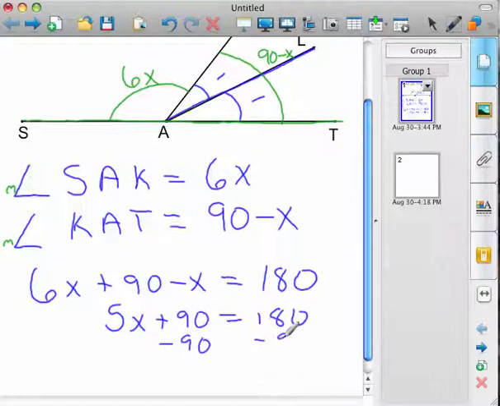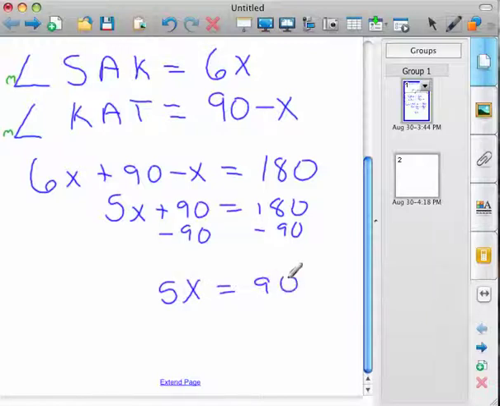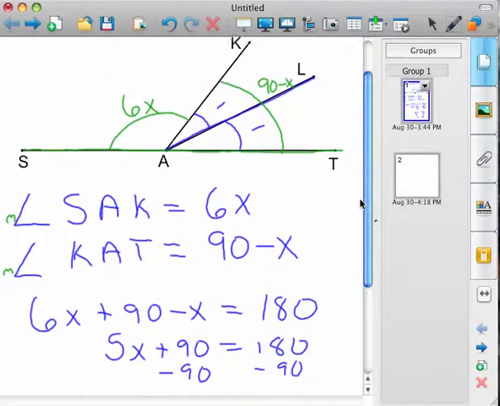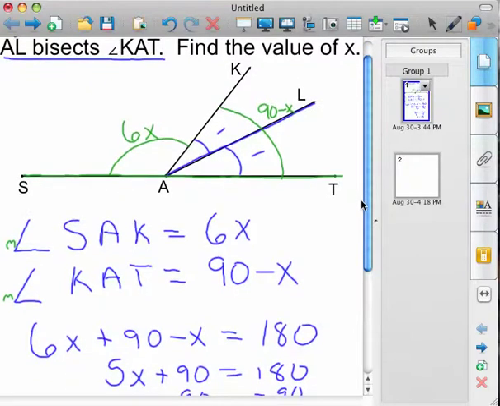Subtract the 90. And so 5x equals 90. Then you divide by 5 on both sides. And so x is equal to 18, I do believe. Okay. Now, we're not only finding x, we could actually take that 18 and plug it back in and find out what the other angles are.